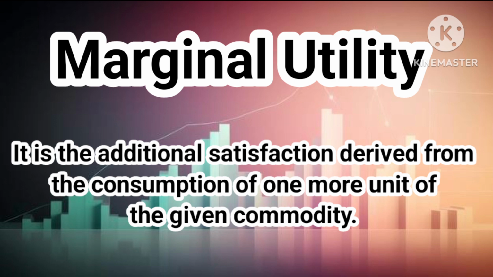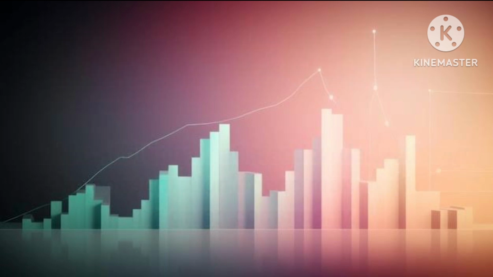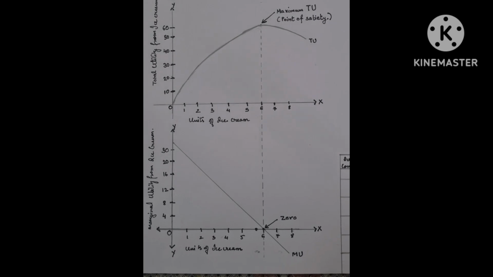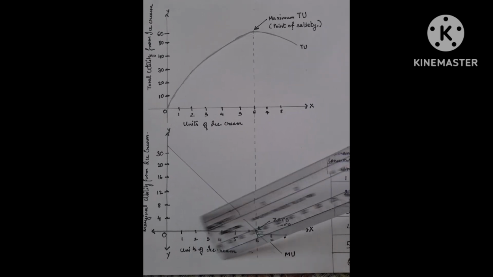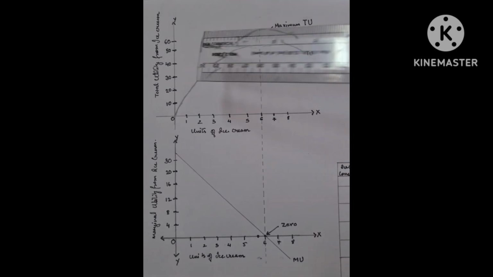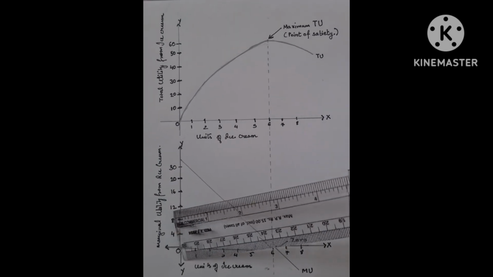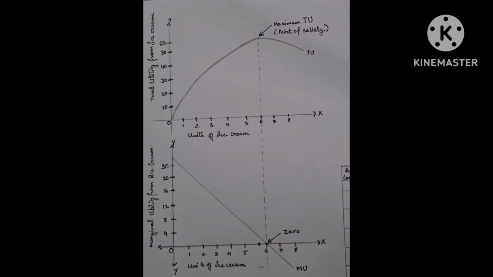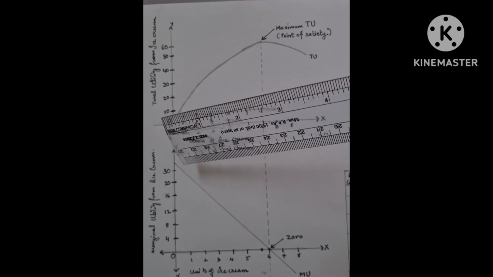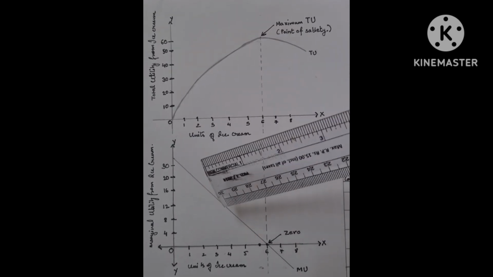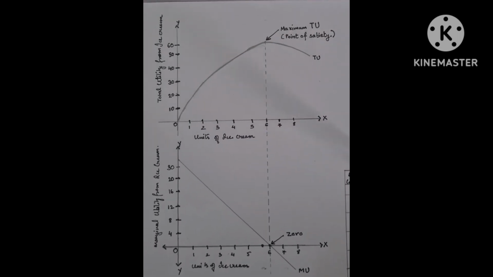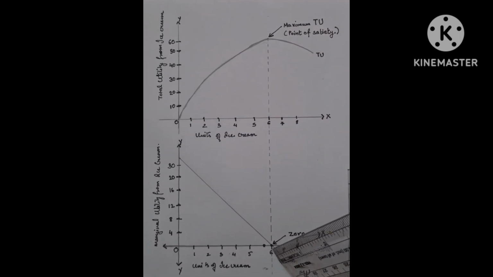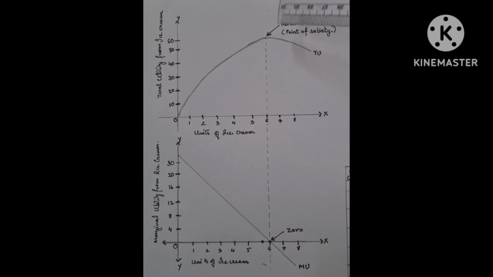Now, let's study the relationship between total utility and marginal utility. The units of ice cream are shown along the x-axis and the total utility and marginal utility are shown along the y-axis. Now, when the marginal utility is decreasing, total utility is increasing. Marginal utility is positive and decreasing and total utility is increasing. Now, when marginal utility is zero, then total utility is maximum.